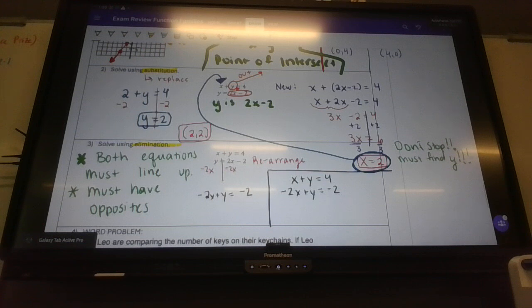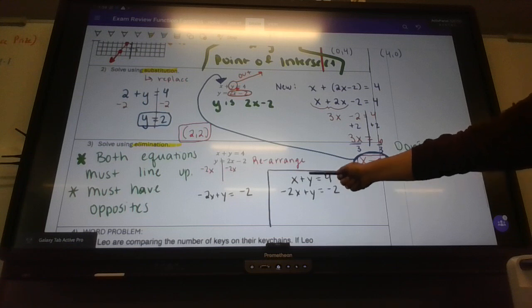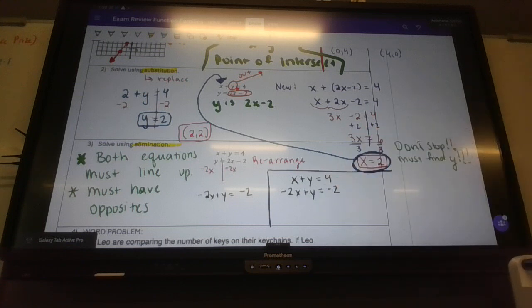There's two options. You can either subtract down or multiply the whole bottom by negative 1. So if we multiply this whole bottom by negative 1, you'd have a negative y. And it's a positive y and a negative y. Or if you want opposite x's, you could just multiply the whole top by 2.